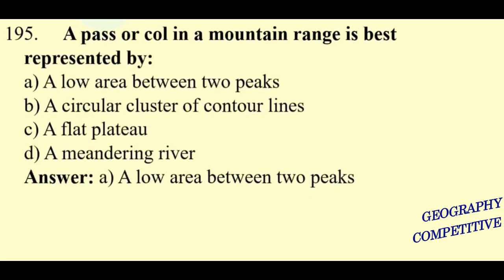Question 195. A pass or col in a mountain range is best represented by a low area between two peaks, a circular cluster of contour lines, a flat plateau, a meandering river. Here the right answer will be a low area between two peaks.